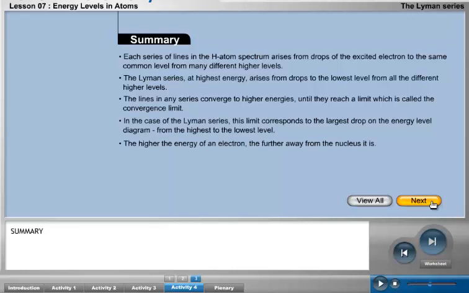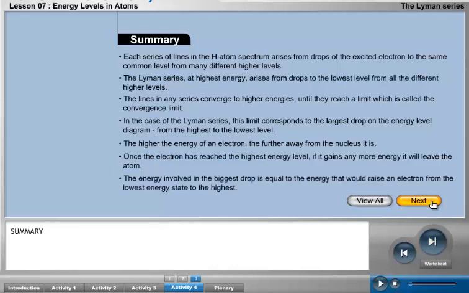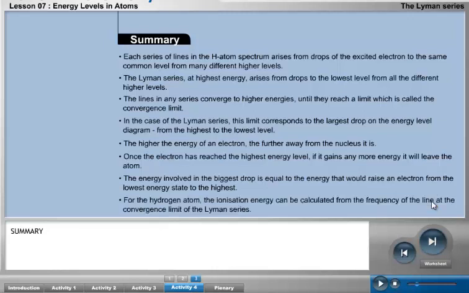The higher the energy of an electron, the further away from the nucleus it is. Once the electron has reached the highest energy level, if it gains any more energy, it will leave the atom. The energy involved in the biggest drop is equal to the energy that would raise an electron from the lowest energy state to the highest. For the hydrogen atom, the ionization energy can be calculated from the frequency of the line at the convergence limit of the Lyman series.